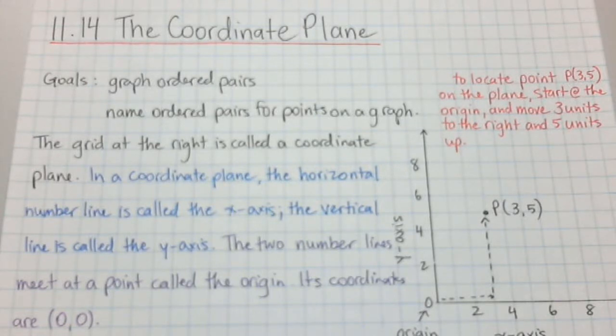Today we're going to start looking at something called the coordinate plane. Our goals for today are to graph some ordered pairs. We talked yesterday about ordered pairs. We're going to name ordered pairs for points on a graph.